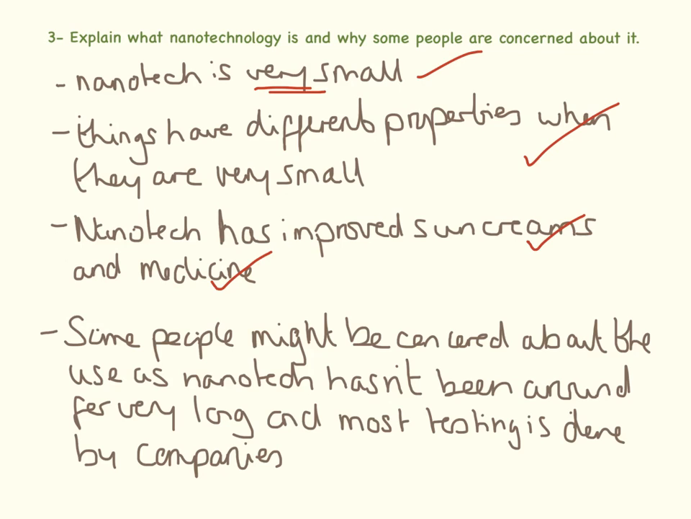And then some people might be concerned about nanotechnology because it hasn't been around for very long, and most testing is done by companies. When I say that people might be concerned because nanotechnology hasn't been around for very long, we don't know what the impact of nanotechnology use is going to be in 50 years' time. To explain that a bit more, we don't know what using your mobile phone every single day for 50 years is going to do to you in the future, because mobile phones haven't been around for 50 years. But is it worth the risk to you? Everyone can make up their own mind about this. Is it worth the risk that something might happen in 50 years' time to get the advantage of using a mobile phone every day? I know for me it is, but some people feel very differently.